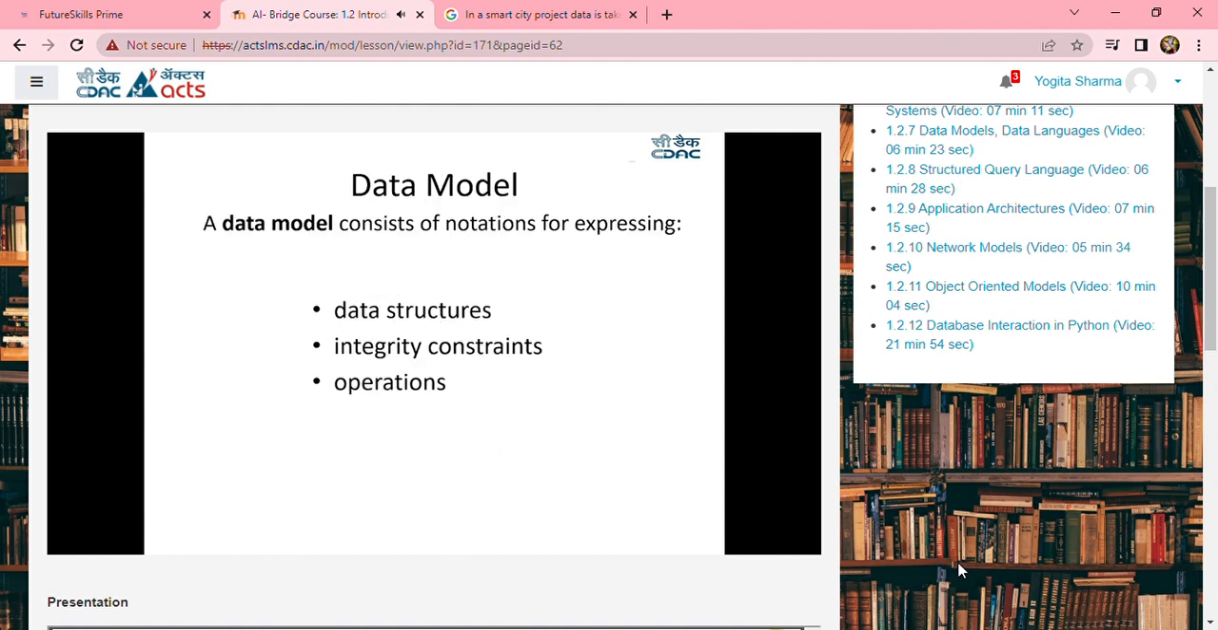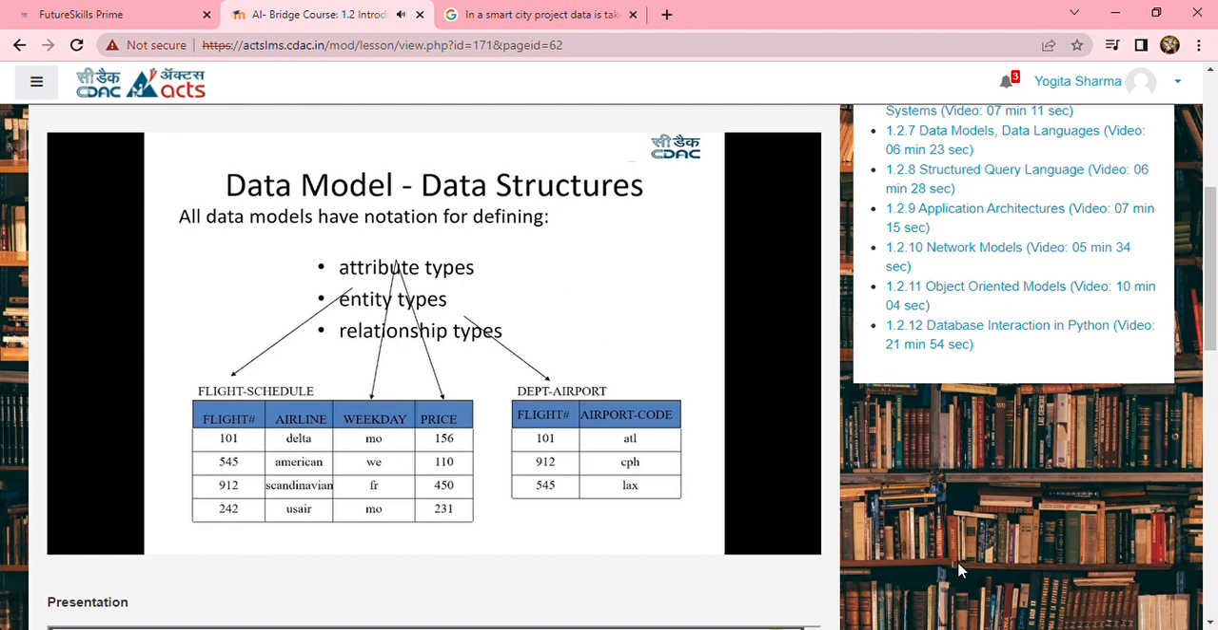Now, going into the data model. A data model is the notation for writing an expression. Whenever a data model is to be written, it captures three things: the data structure, integrity constraints, and the operations. Now, data structures are of different types. All the data models are defined based on the data structures. Generally, there are three types of data structures: the attribute type, the entity type, and the relationship type.